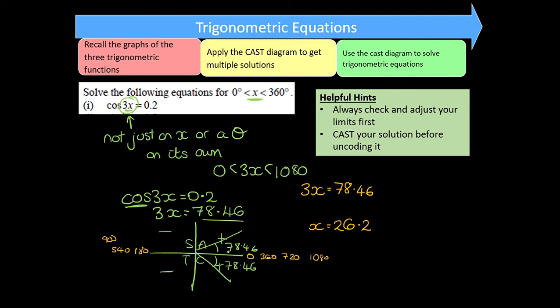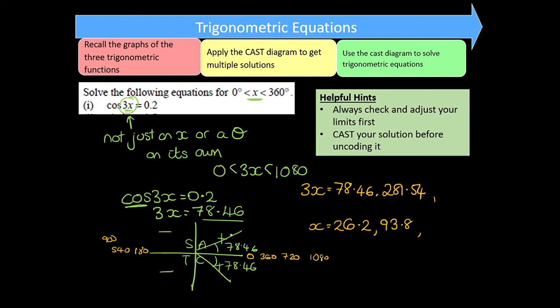So my next answer on my cast diagram is 360 minus 78.46. That gives me 281.54, which I'm now going to divide by 3, which is 93.8. So I've gone round once, so I'm now going around my second time.